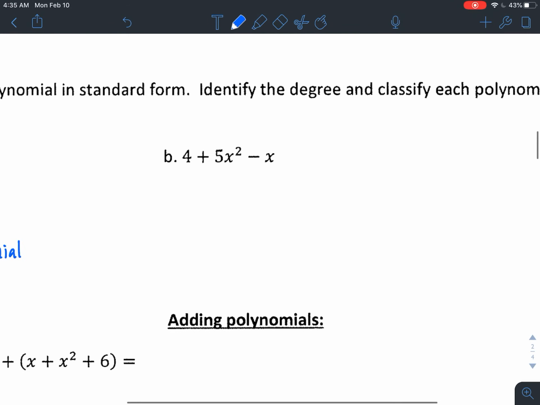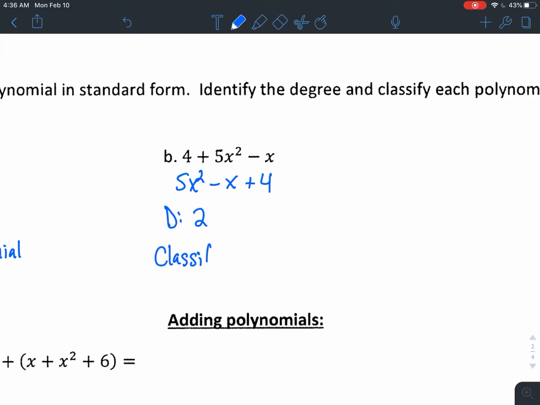Okay. Part B. Putting in standard form, again, descending exponent order. So now my 5x squared is going to go first, minus x plus 4. Again, descending exponent order. My degree is going to be 2. It's the highest variable, or the highest degree on a variable, highest exponent. And then classifying it, there are 3 distinct terms, so we call that a trinomial.